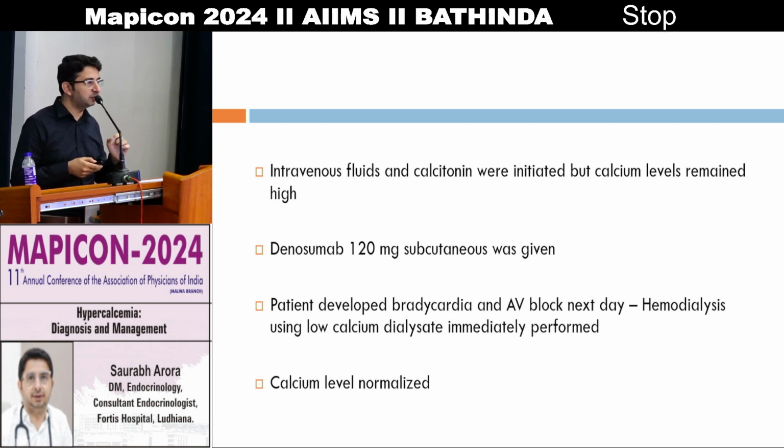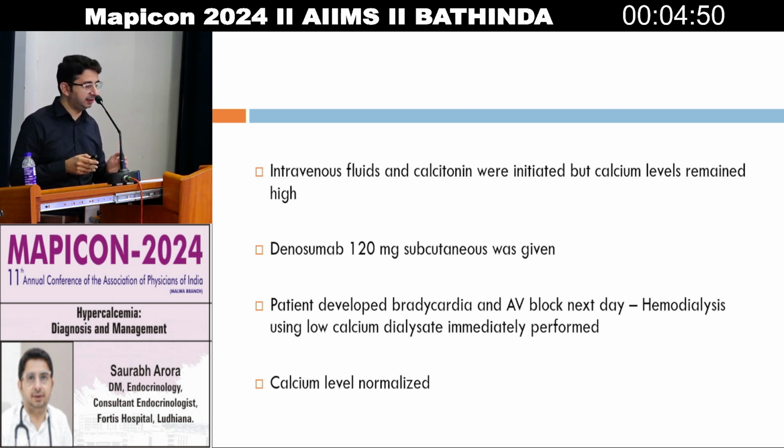For malignancy associated hypercalcemia with skeletal metastasis, we do not give the 60 mg dose, we give the 120 mg dose, because 120 mg of denosumab has been shown to prevent skeletal related adverse events in patients with skeletal metastasis. Patient developed bradycardia and AV block the next day. The effect of denosumab or zoledronic acid comes after 2 to 3 days. But in this patient, on the second day, patient was having hypercalcemia and was having arrhythmia.